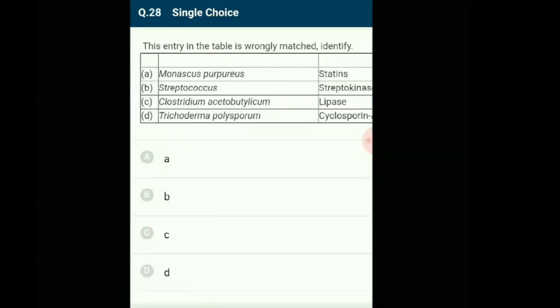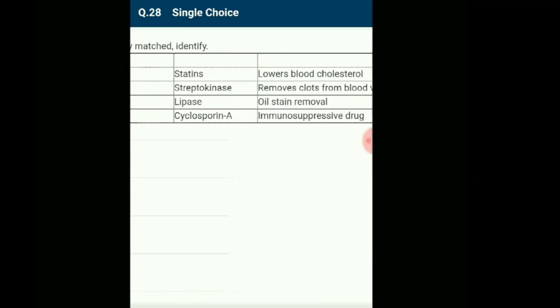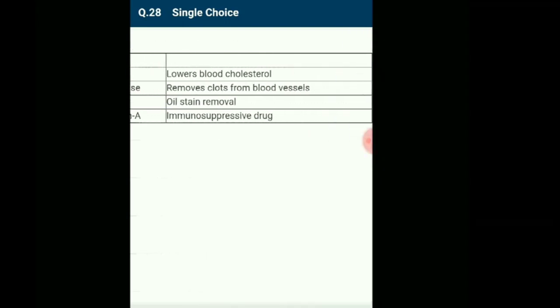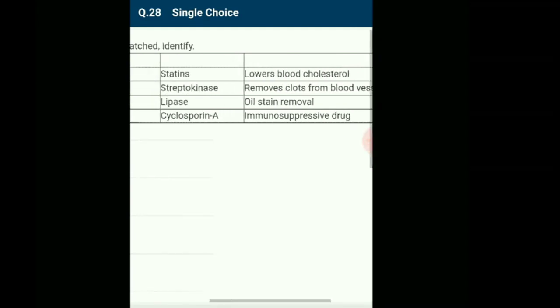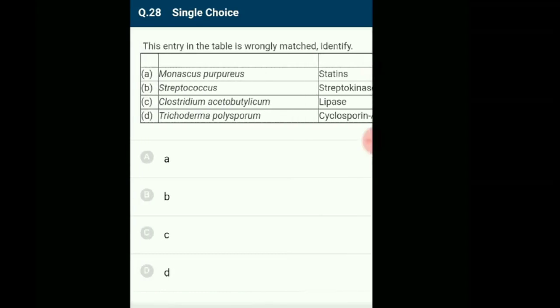Pharynx. Question number 28. The entry in the table is wrongly matched. Identify. Clostridium acetobutylicum is a gram-positive rod-shaped bacterium and is a soil-dwelling organism. It is mesophilic and saccharolytic, and capable of producing a number of commercially useful products, most notably acetone, ethanol and butanol. Candida lipolytica is a fungus commonly used in detergents to remove oil stains from laundry, as it produces a high quantity of lipases. So the answer for this question is option C. From the given table, the wrongly matched one is option C.